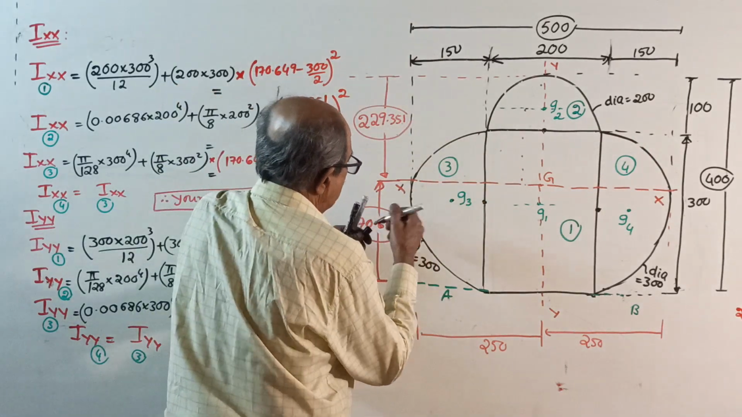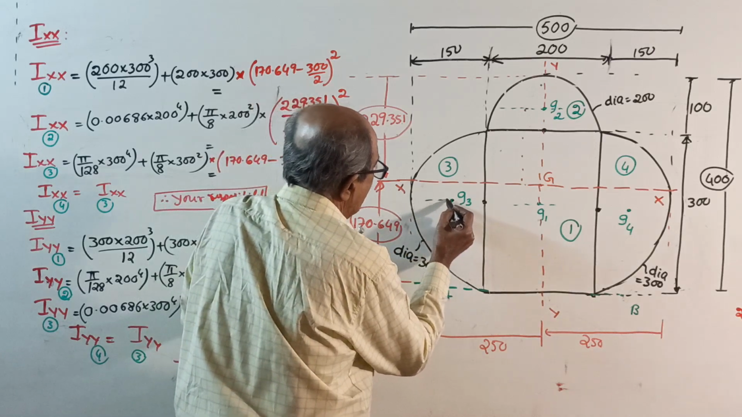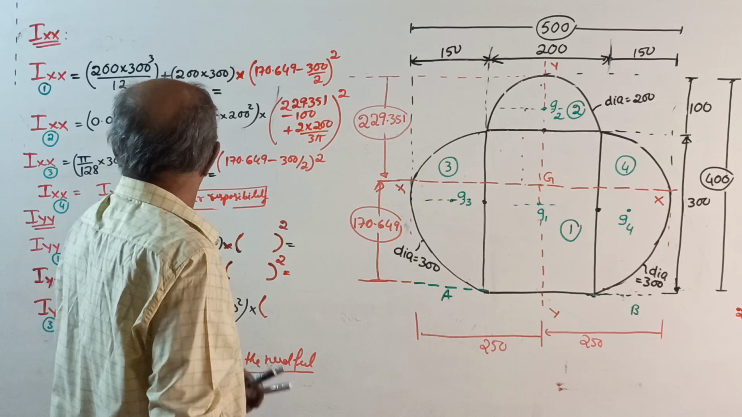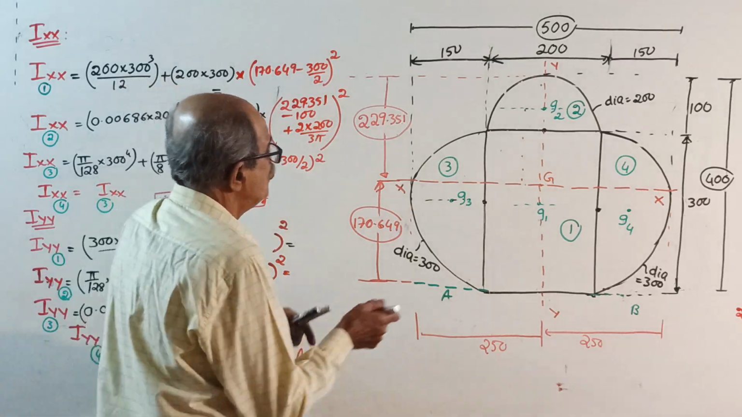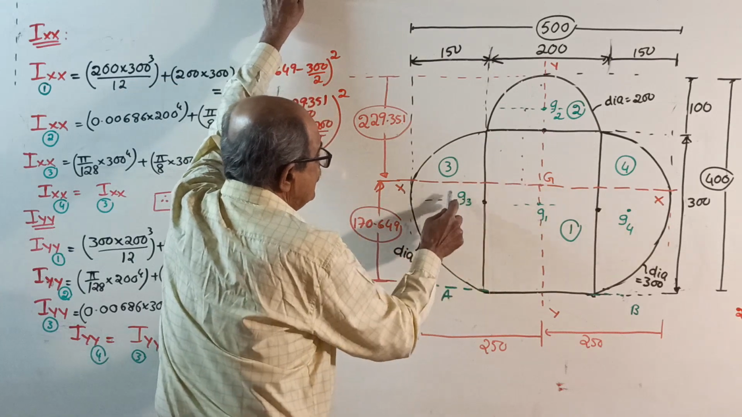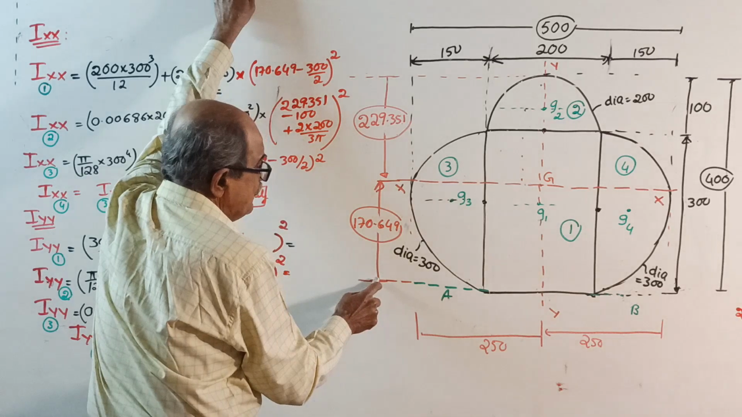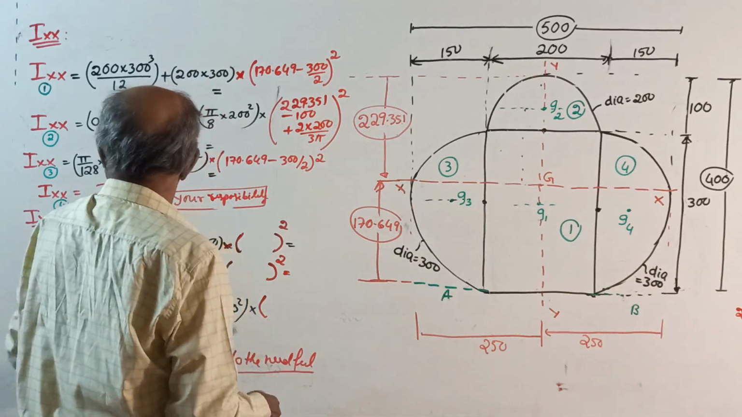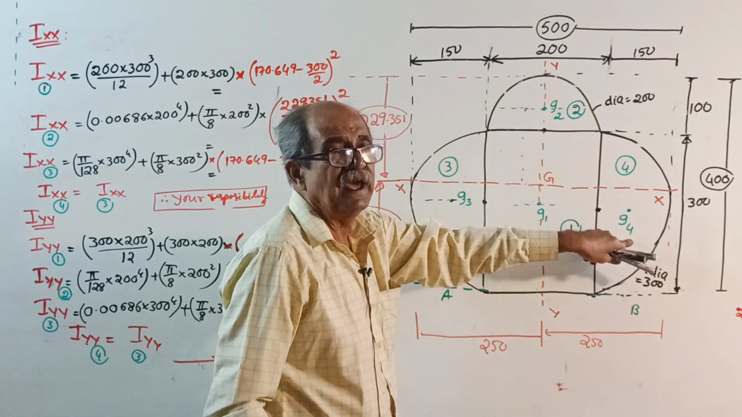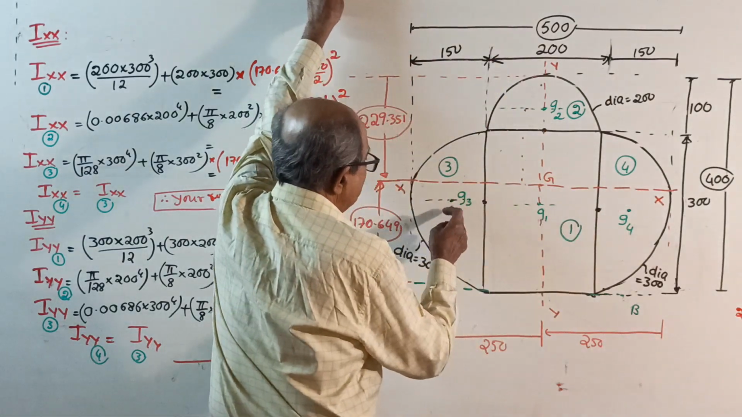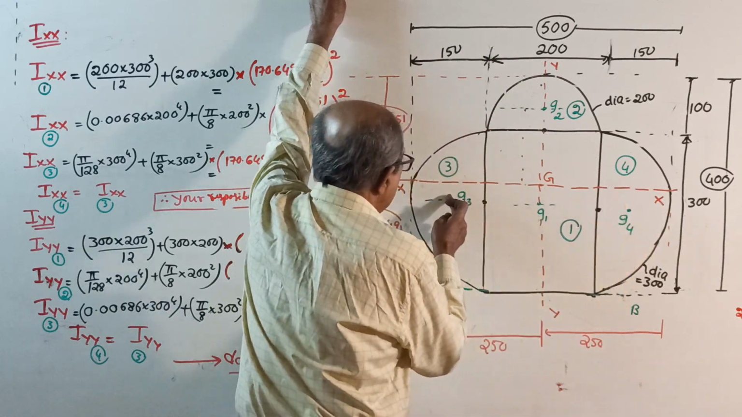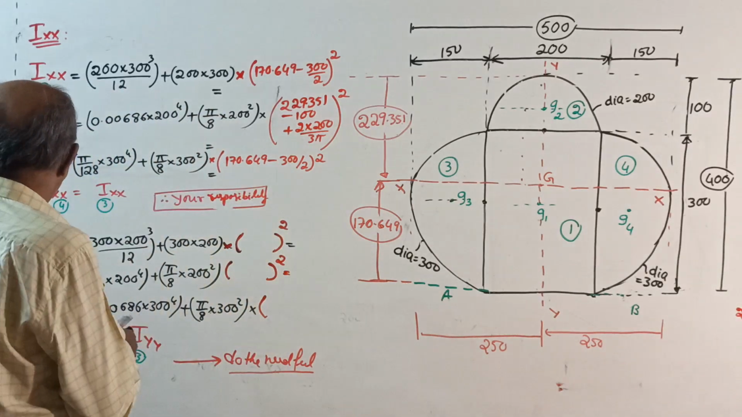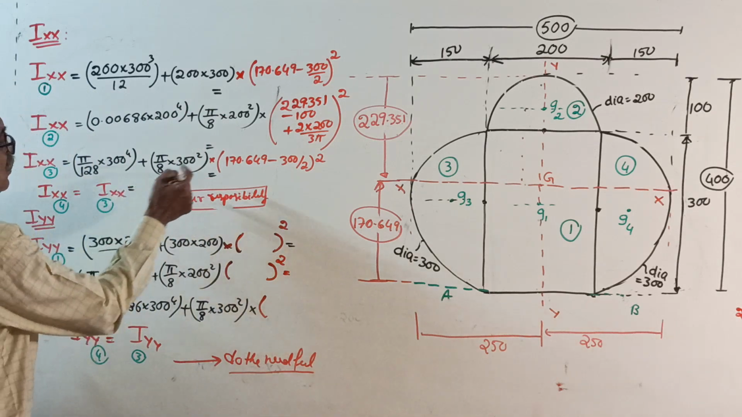3. I about its own centroidal axis, for this semicircle about this axis: pi by 128 diameter power 4, 300 power 4, plus area into the distance from centroid to XX squared: 170.649 minus this distance, which is exactly half of 300, squared. Now, IXX for 4, don't calculate, is the same as IXX for 3. Same centroidal axis, same distance squared. So once you write IXX for 3, whatever answer you get, IXX for 4 equals IXX for 3. Write that answer.